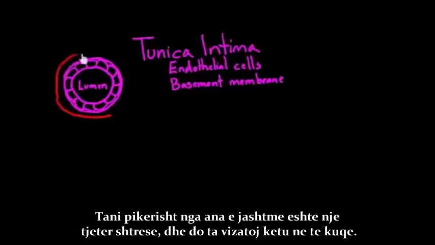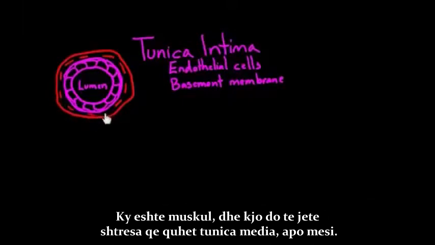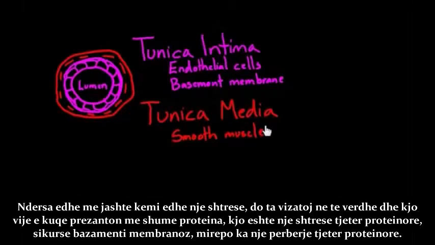Now right outside of this is another layer. And I'm going to draw that here in red. And this would be a layer of muscle. So imagine these little lines represent smooth muscle cells. So this would be muscle. And this would be the layer of tunica called tunica media, or middle. And the most important thing here is that there's smooth muscle in this layer. Smooth muscle.